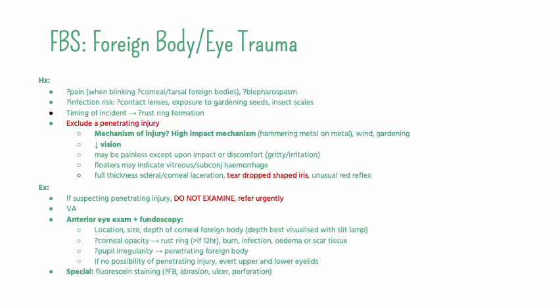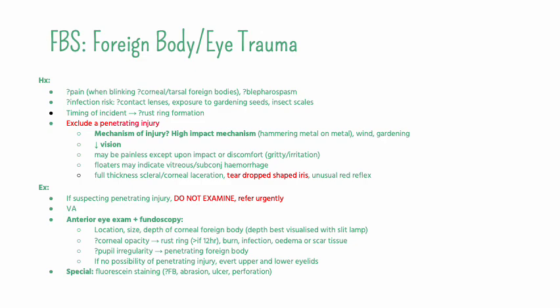When it comes to foreign body and eye trauma, your history and examination are really important. On history, it's good to assess the pain and what the pain is associated with. Also assessing whether or not the patient may have an infection risk. For example, were they wearing contact lenses? Were there any exposure to gardening seeds or insects? And the timing of the incident, as you would want to figure out whether or not a rust ring could have formed if it was a metal that was in their eye.